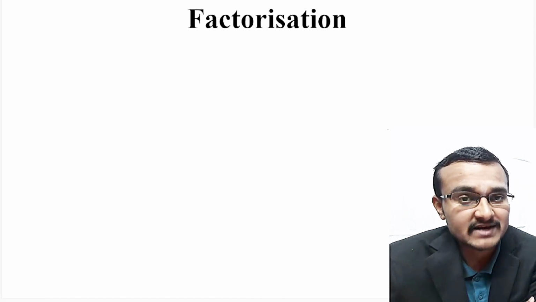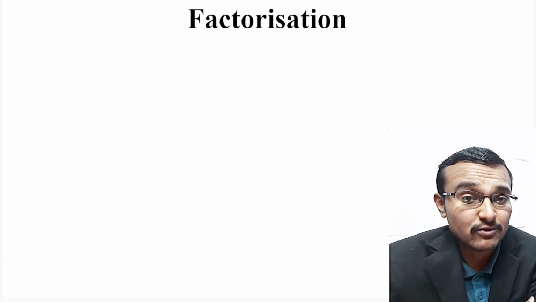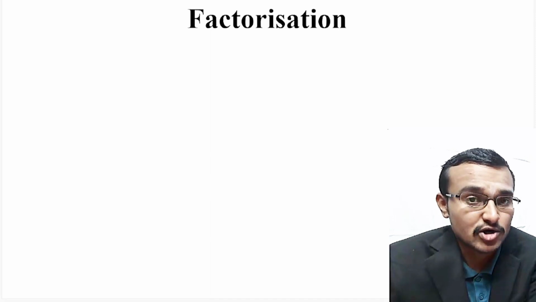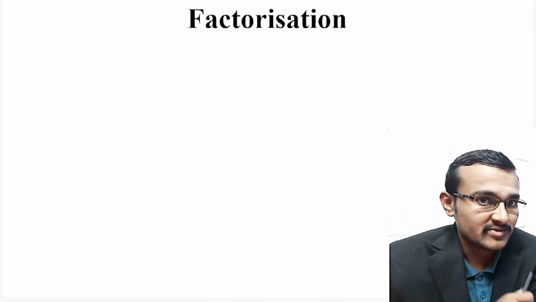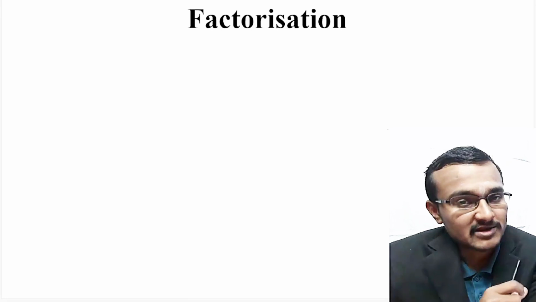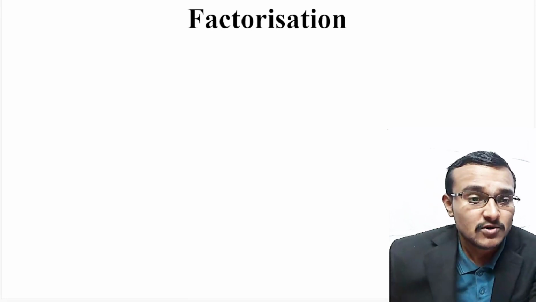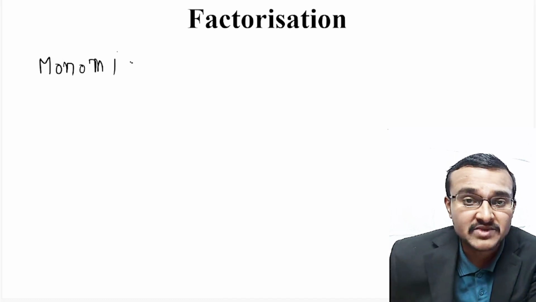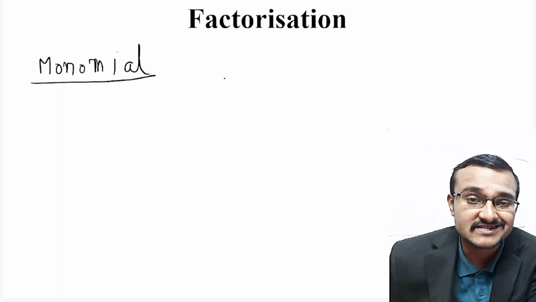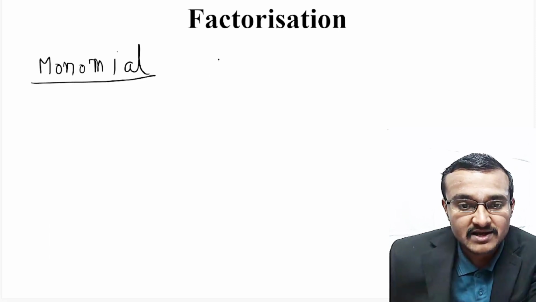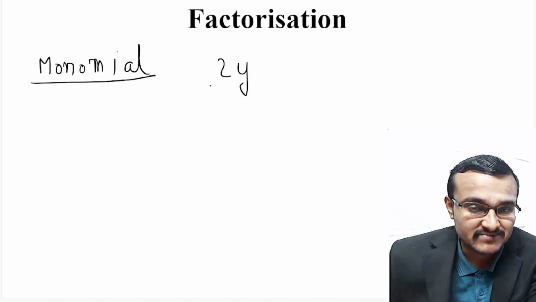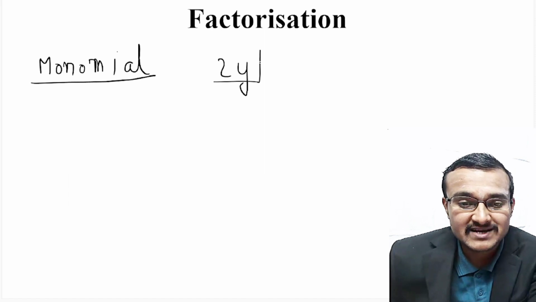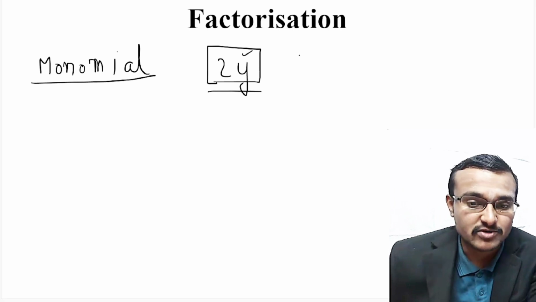So in this particular part, we will be learning how to perform division between a monomial and a monomial, polynomial and a monomial, and polynomial by a polynomial. So what do you mean by monomial? If an algebraic expression has only one particular term, then that particular algebraic expression is a monomial. For example, if I take 2y as my example, then here you can clearly see there is only one term. So this is actually a monomial.